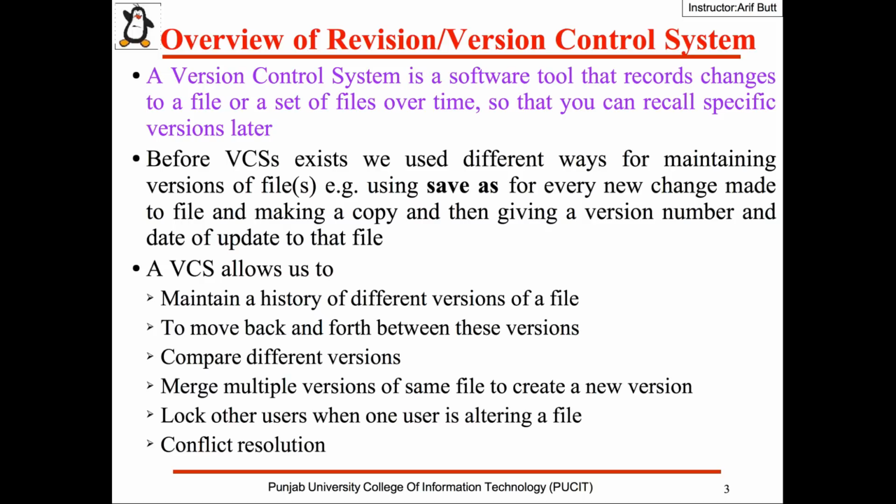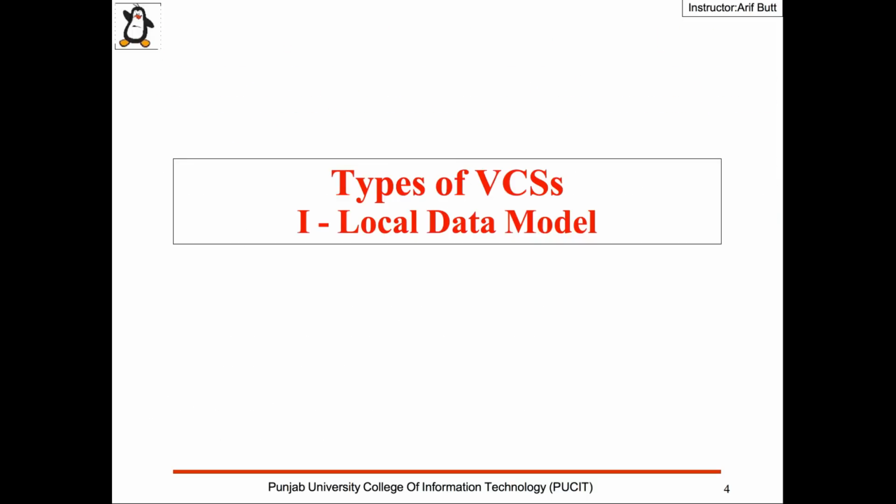Well, dear students, version control systems allow us to maintain a history of different versions of a file. It allows us to move back and forth between these versions, compare different versions, merge different versions of the same file to create a new version, lock other users when one user is altering a file, and perform conflict resolution. Let us first talk about the three different types of version control systems. And the first type is local data model.